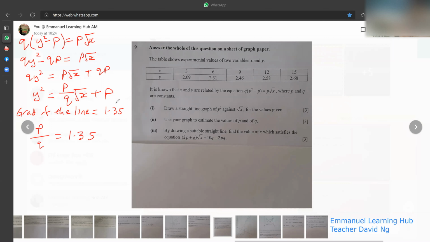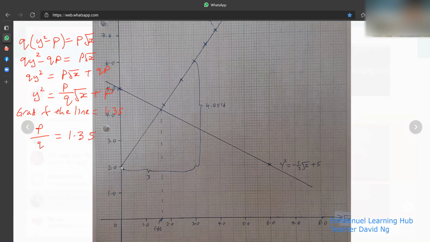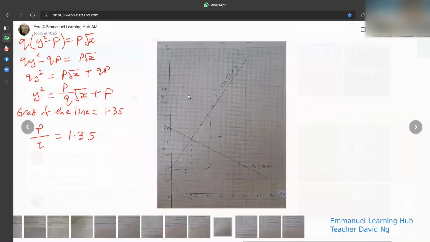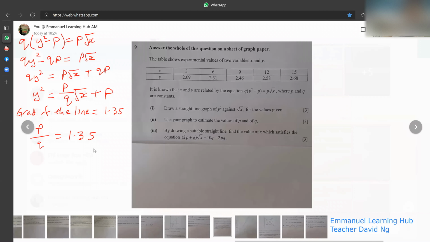And your p is estimated as the y-intercept. The y-intercept is actually at 2, so p is 2, because your y-intercept is 2. So 2 over q is equal to 1.35. q is equal to 2 over 1.35. That is, q is 1.481. This is how you use the graph to solve your p and your q.